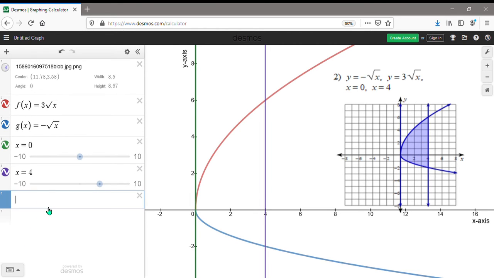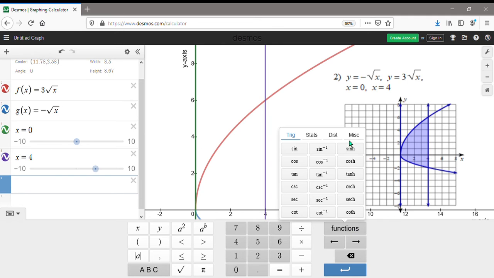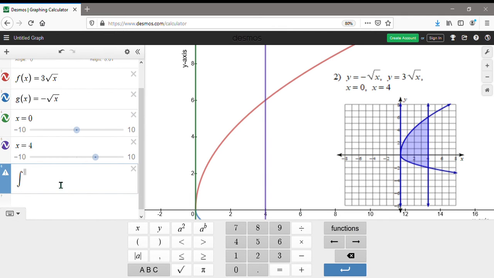All right, now in order to get that area, I'm going to get my toolbar back again. Go to Functions. It's under Miscellaneous. And we have our integral symbol. So by the formula, we need the left bound or the lower bound here, the right bound or the upper bound there. So we're going from 0 to 4.